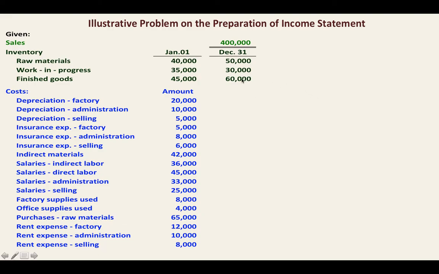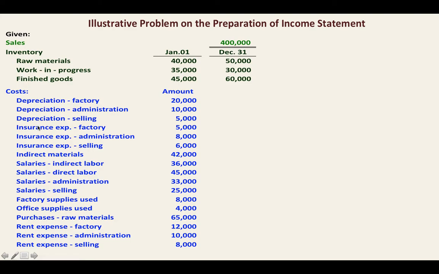The two dates, okay? The beginning, which in this situation is January 1st, that's the beginning inventory, and the ending inventory, which is December 31st. In this problem, the assumption is that the reporting period is calendar year, January 1st to December 31st. So our beginning is January 1st and our ending is December 31st. Okay, and you have here the cost.